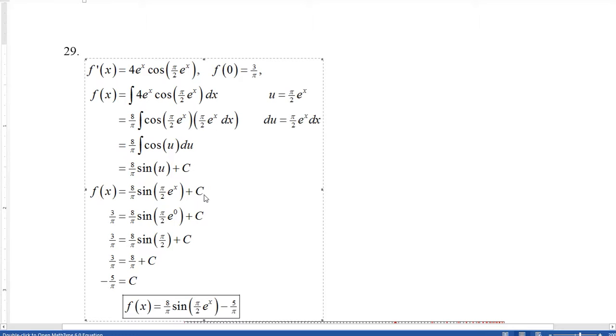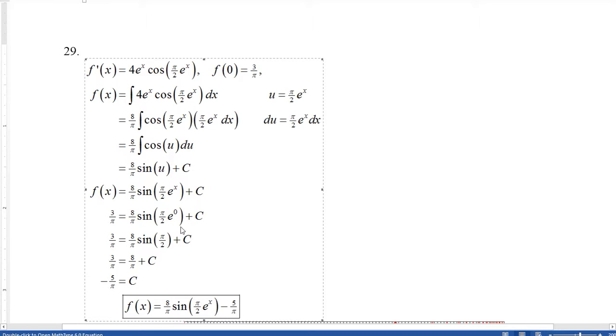But this time the c is not an arbitrary c, but a specific c, because we have a specific ordered pair, input, output pair, input 0, output 3 over pi for this function. Any function that looks like this for any value c will have the derivative that we want. But we can find a specific c if we plug in this particular point. So we plug in 0 for the x, we plug in 3 over pi for the f of x, for the output, the y.